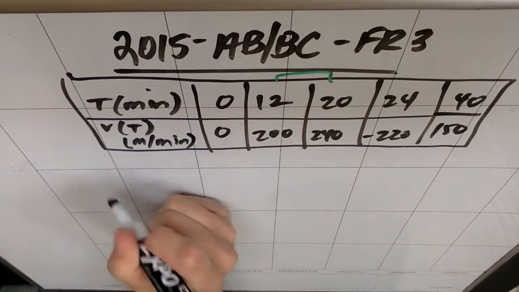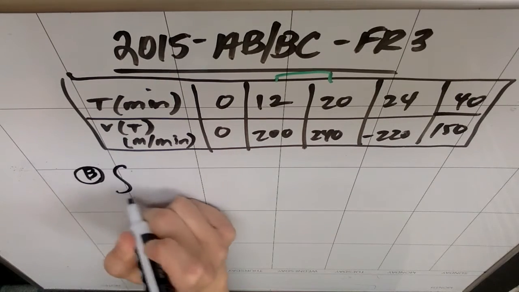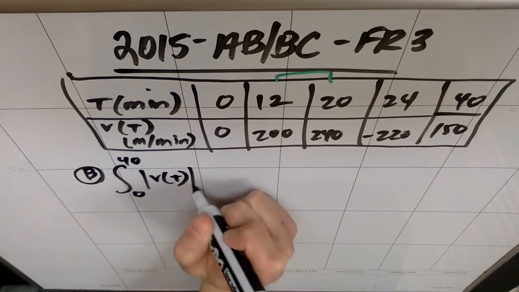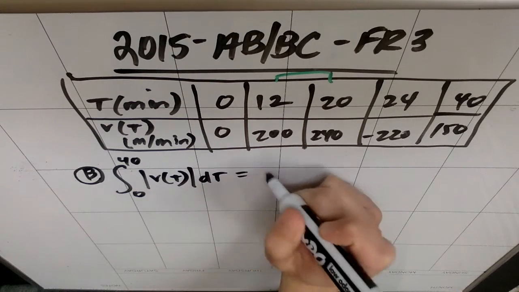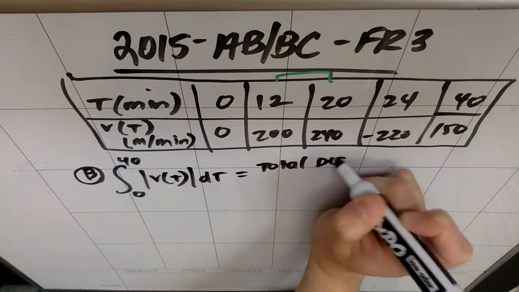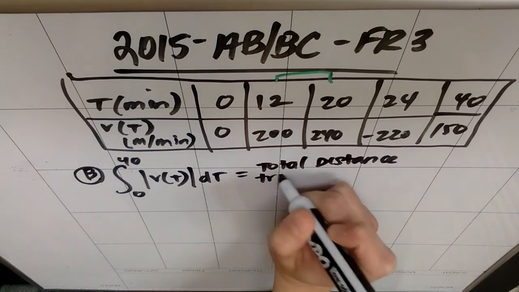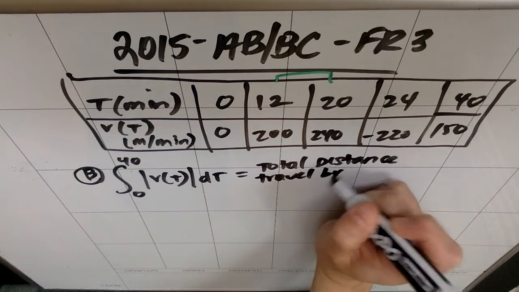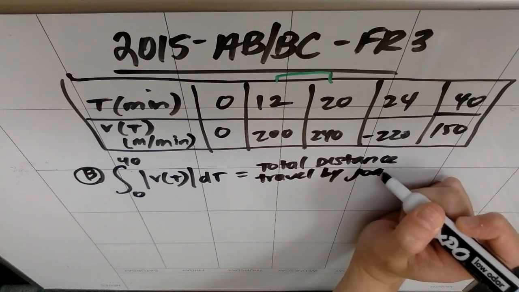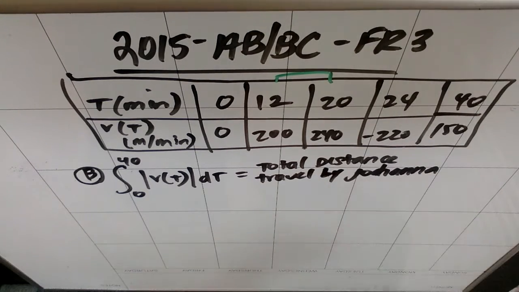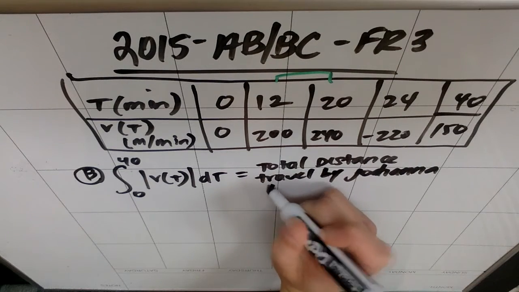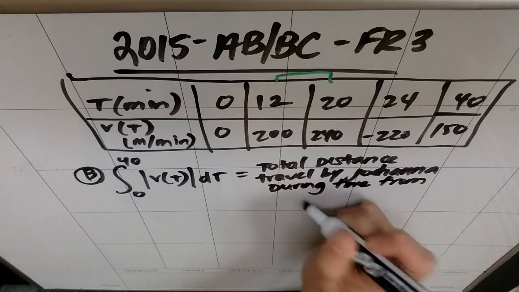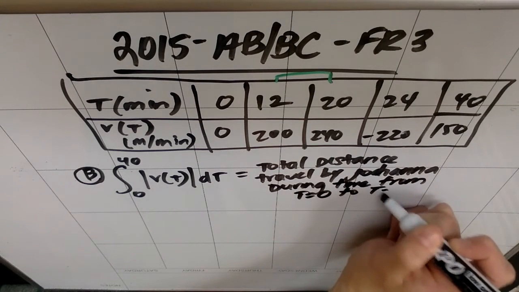So, when you integrate the velocity, you get displacement. But when you integrate the speed, which is the absolute value of velocity, this is the total distance traveled by the particle, or traveled, sorry, it's not a particle, it's Joanna this time. Joanna, sorry. Traveled by Joanna. That's Johanna. Sorry, I'm the worst at this. Johanna. During the time from t equals 0 to t equals 40 minutes.